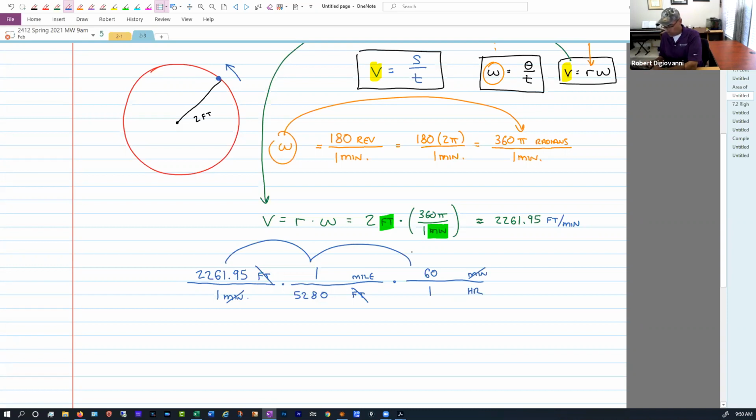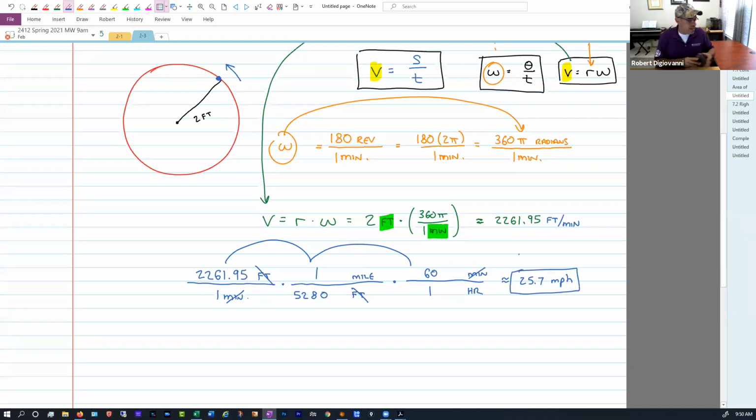So 2261.95 times 60 divided by 5280 is approximately 25.7 miles per hour, mph.